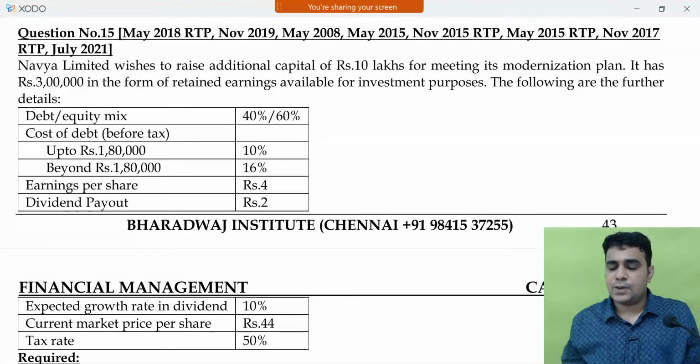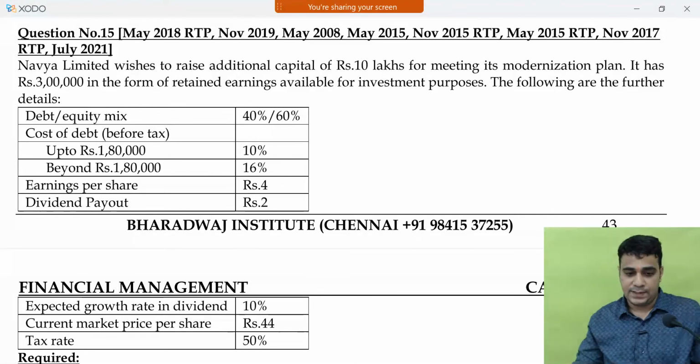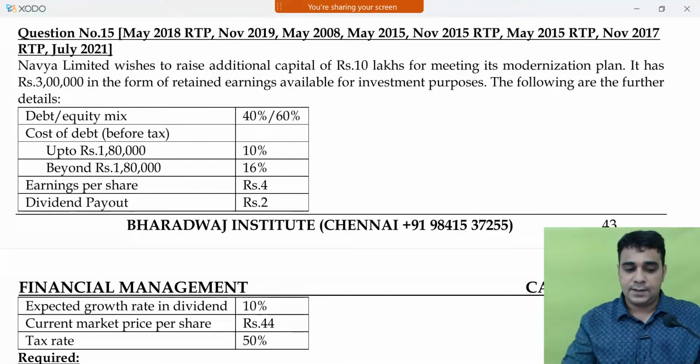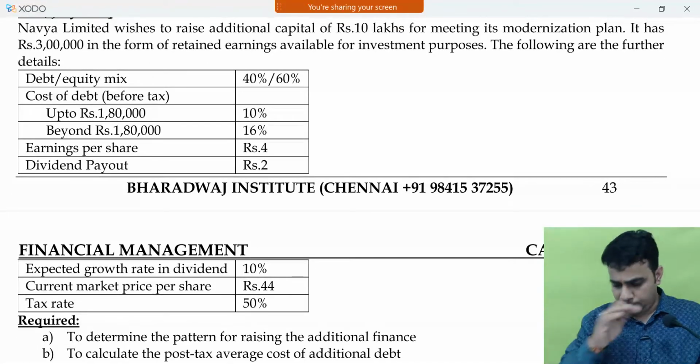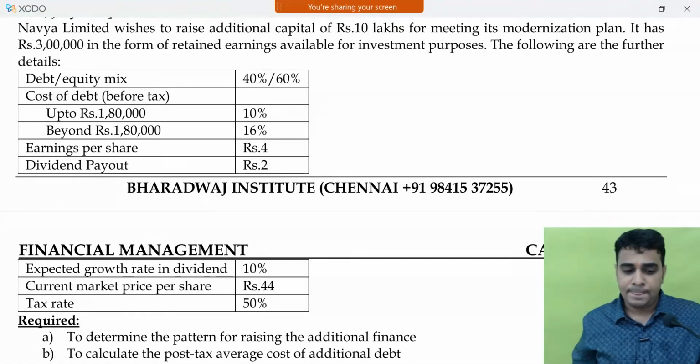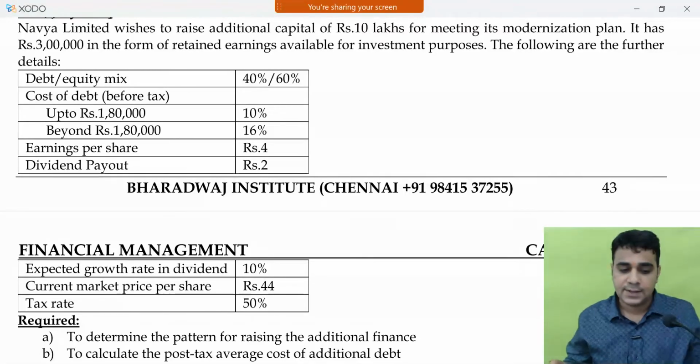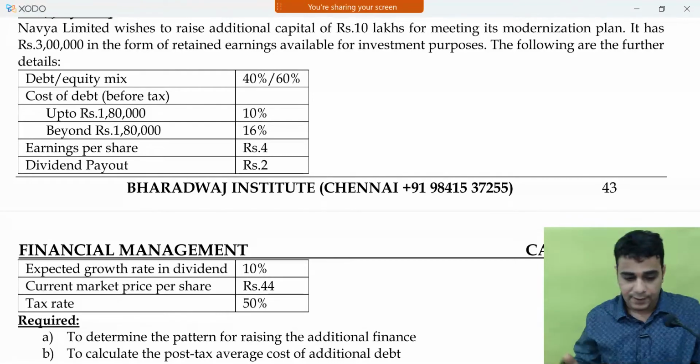okay, this is a question on WMCC, weighted marginal cost of capital, some fresh money the company plans to raise. It wants to raise an additional capital of 10 lakh. It has 3 lakh in the form of retained earnings. Following are the further data. Debt equity mix is 40-60. In that, up to 1 lakh 80 has a different tax rate. Above 1 lakh 80 has a different tax rate.